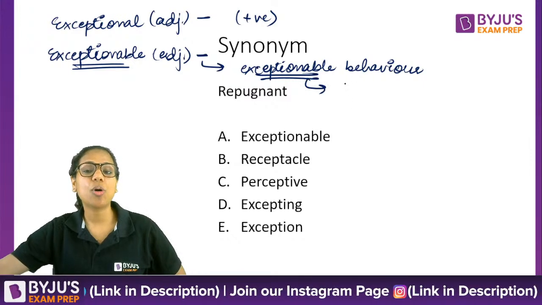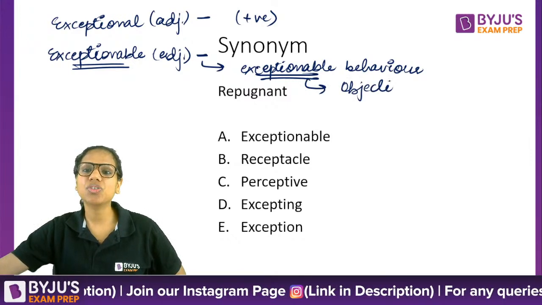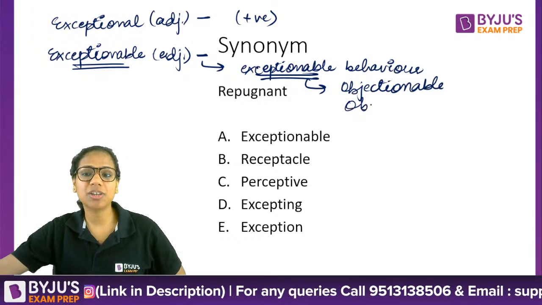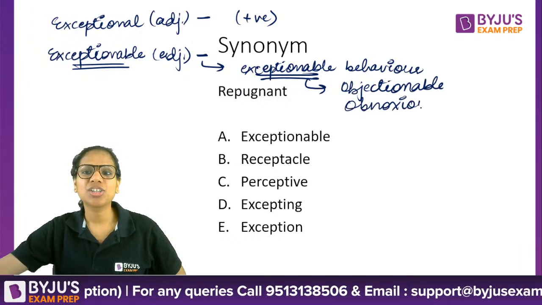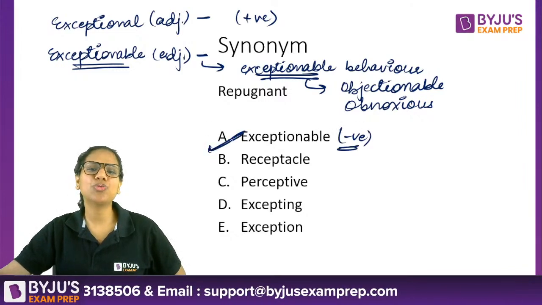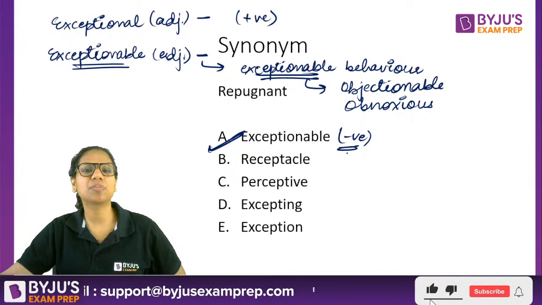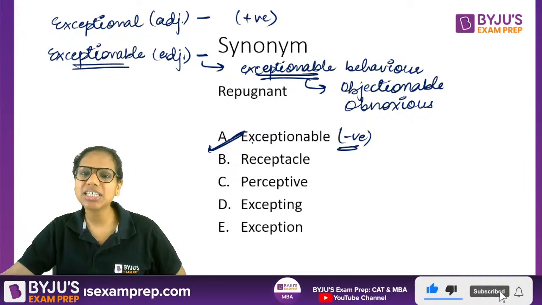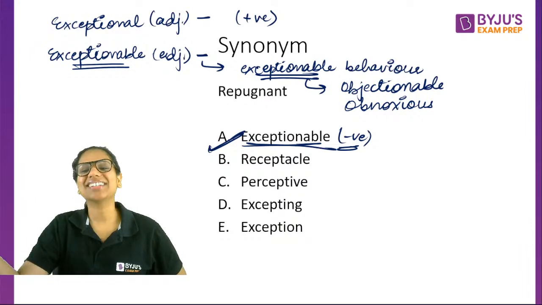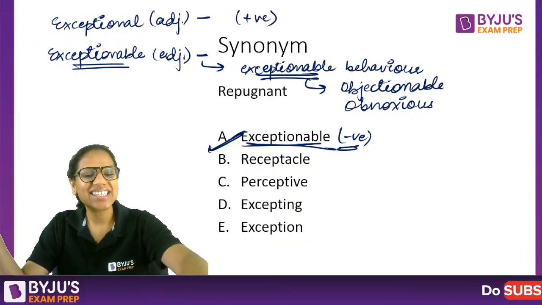That means that was objectionable. That was not good behavior. That could have been obnoxious behavior also, right? So again, a negative word, that means something that you find objectionable, something that repels you, something that's obnoxious, right? So that is exceptionable, and that is the answer here. Okay, A is the answer here.